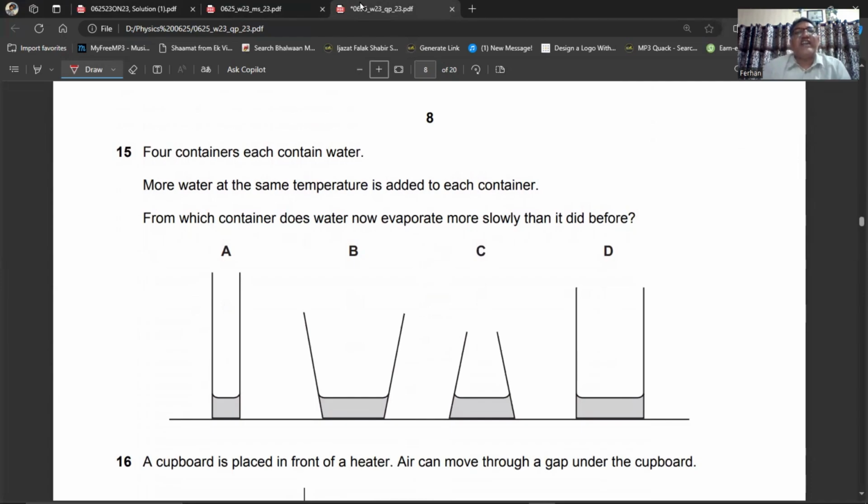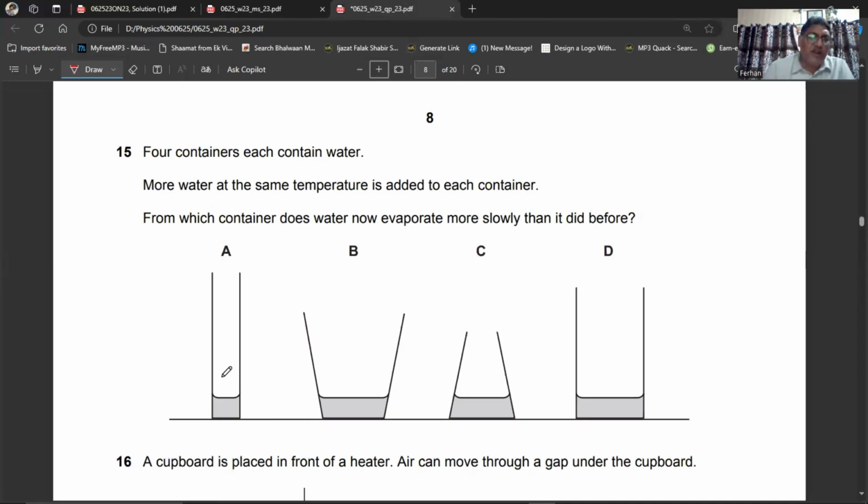Four containers each contain water. More water at the same temperature is added to each container. From which container does the water now evaporate more slowly than it did before? You see, the rate of evaporation depends upon the surface area.